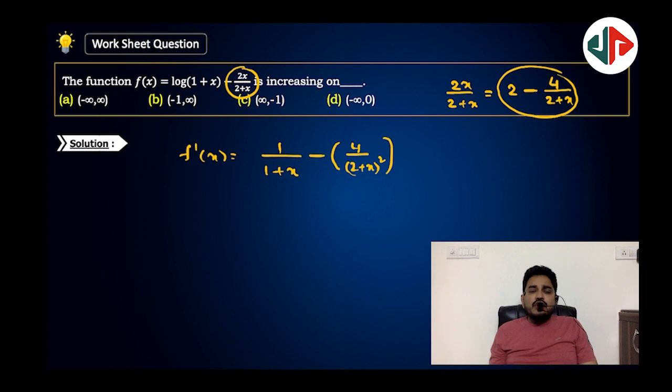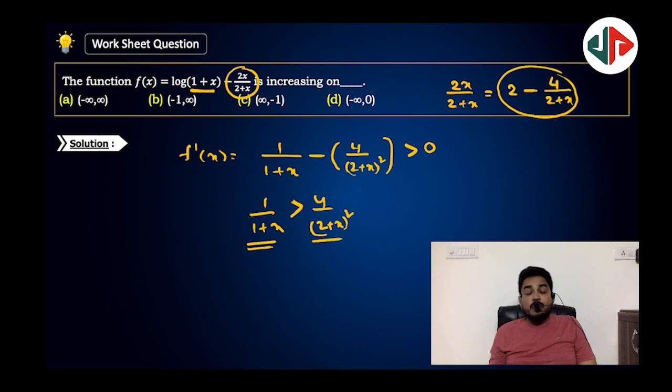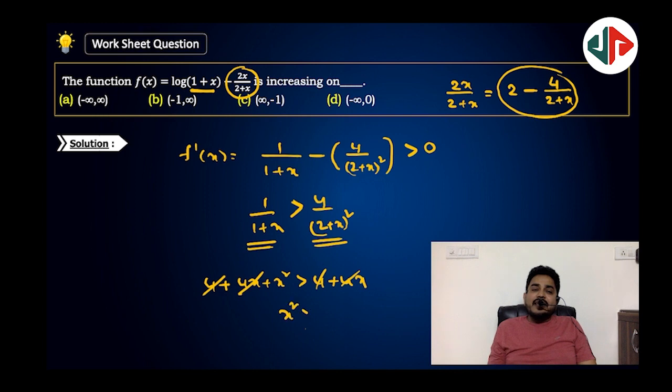So this value should be greater than 0. And one important thing is 1 plus x has to be positive, because log is defined for that one. So 1 by 1 plus x should be greater than 4 by 2 plus x whole square. When the inequality is there, you cannot do the cross product, but you know 1 plus x is positive, 2 plus x whole square is also positive. So 4 plus 4x plus x square should be greater than 4 plus 4x. So 4, 4 cancel, 4x, 4x cancel. X square is greater than 0, which is always positive.